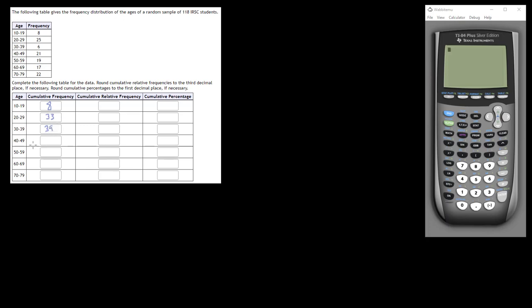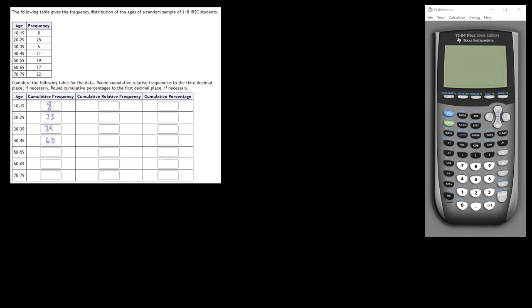And then the next class, the 40 to 49 class, the cumulative frequency is going to be 21 plus all of the prior frequencies. Now, all of the prior frequencies should be 39. So 39 plus 21 would be what? 60, I guess, if I did that in my head right. Again, we're basically adding 8 plus 25 plus 6 plus 21. And yeah, it should be 60.